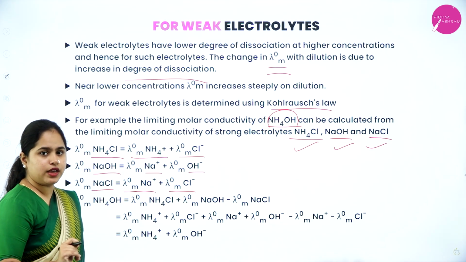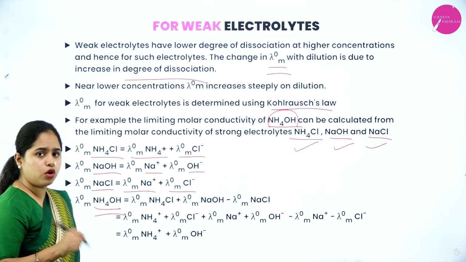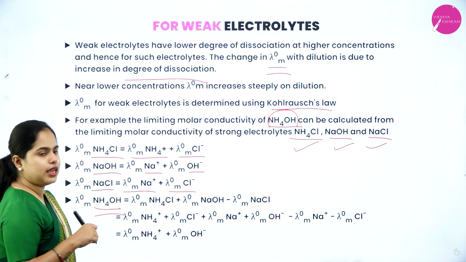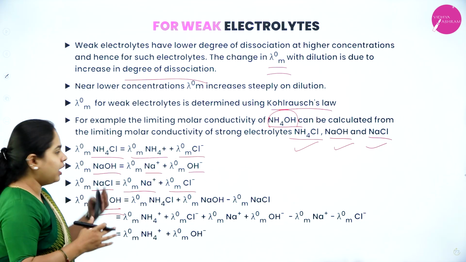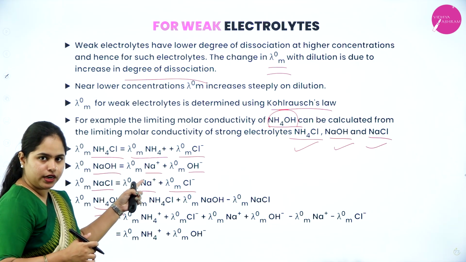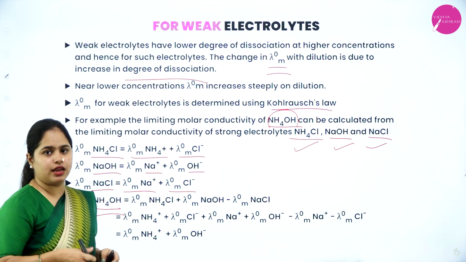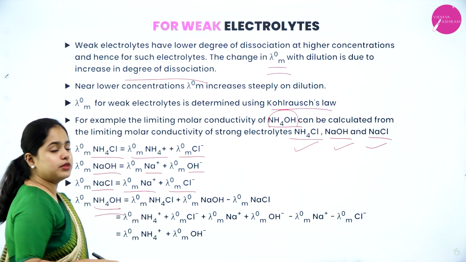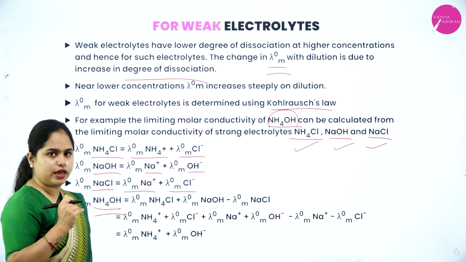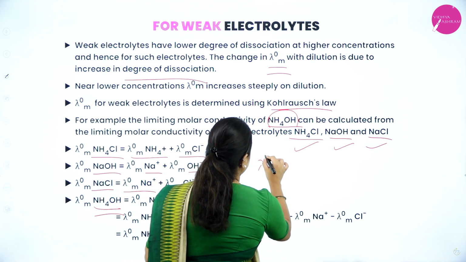Now what is it that we have to calculate? It is that of ammonium hydroxide, NH4OH. So from these three, can you say we can add these three values? Okay, that is the limiting molar conductivity of NH4Cl, NaOH and NaCl. If we use all these three values, we can calculate the limiting molar conductivity of the weak electrolyte. So that means the limiting molar conductivity of NH4OH. Let's see.